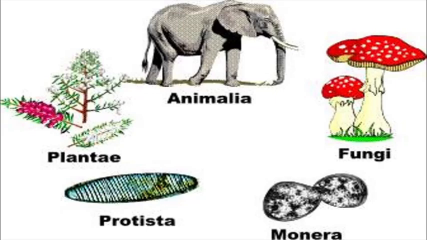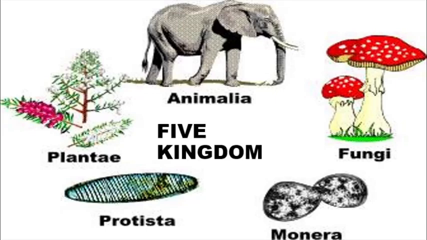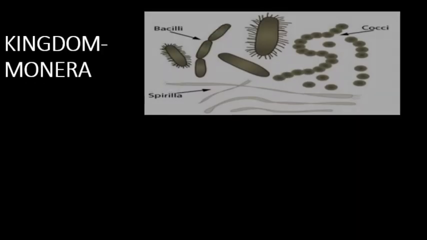In the last video, we learned about the five kingdom classification by Robert Harding Whittaker. In this video, we will be studying about these five kingdoms. We will be studying about the characteristics and different examples of these five kingdoms. So let's start with the first kingdom, that is kingdom Monera.